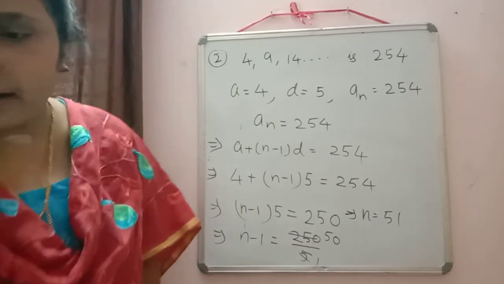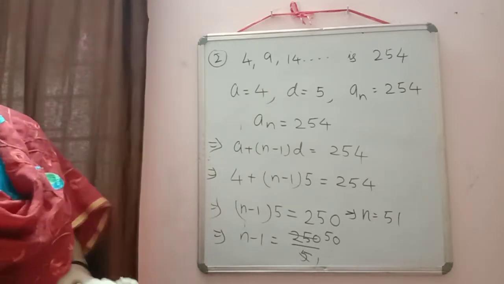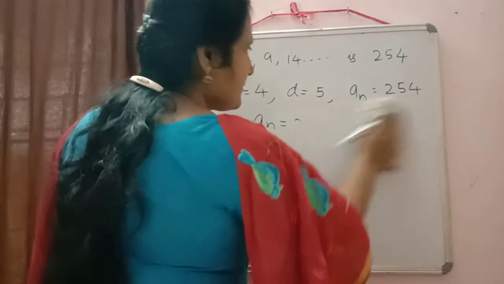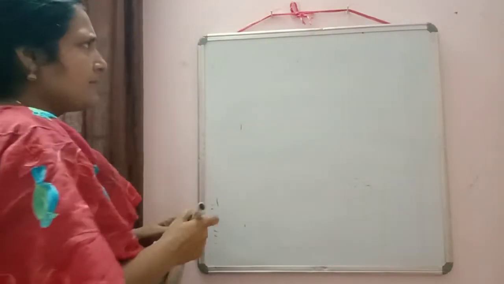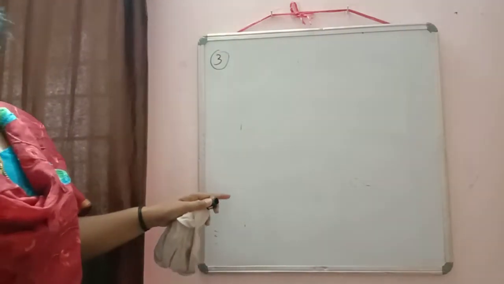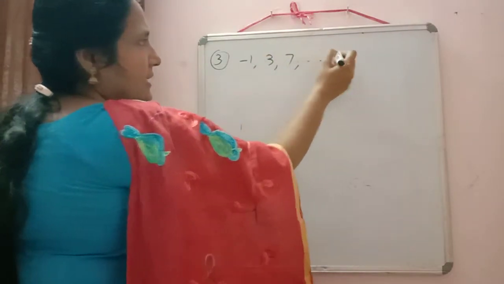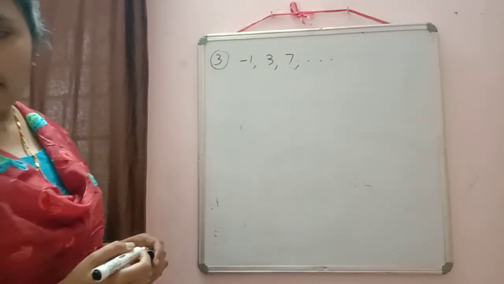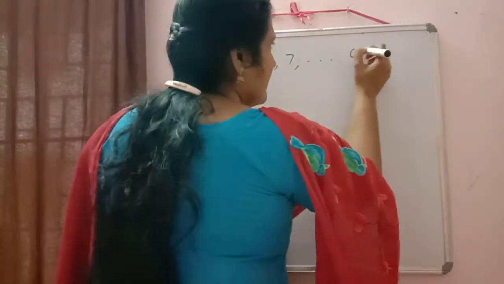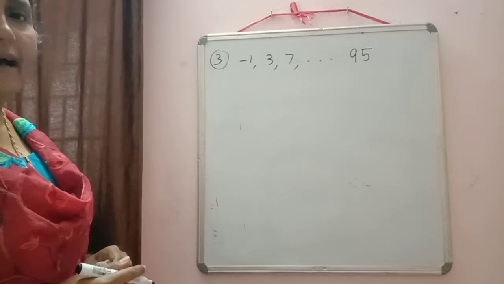So moving on to the next question. Again, next question is which term of the AP. Please write down the question. Question number 3. Which term of the AP minus 1, 3, 7, etc. is 95? Which term of the AP is 95?